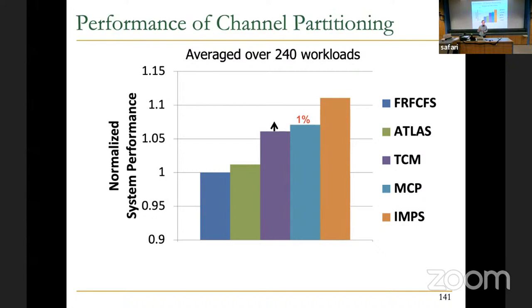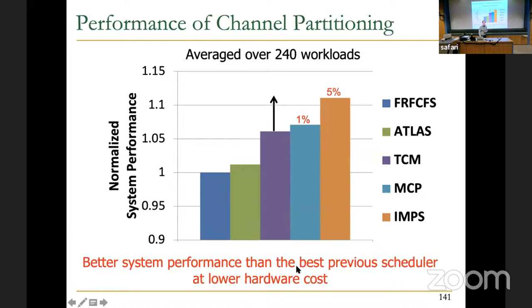But you can see that the integrated memory channel partitioning and scheduling mechanism provides the highest performance. These were the state of the art at the time. So you get better system performance than the best scheduler at lower hardware cost. So there needs to be more. This shows that you can combine the smart resource and the dumb resource approach in a nice way. Any questions?